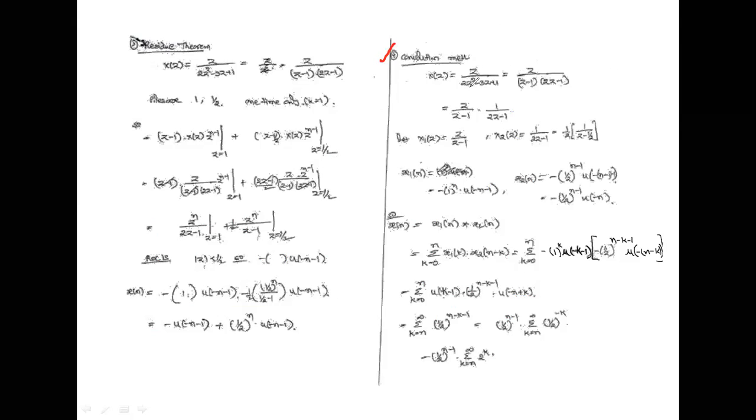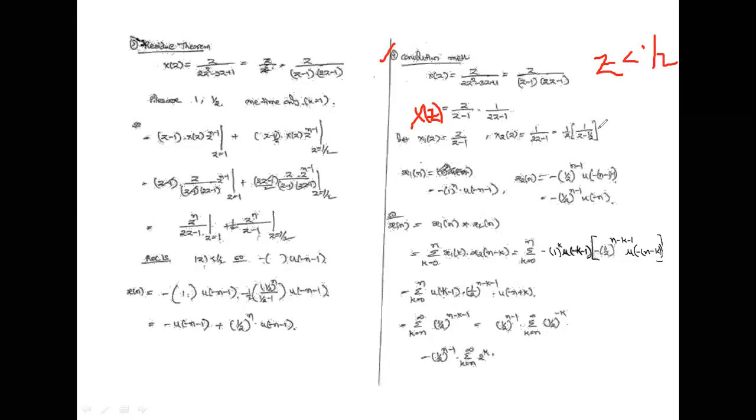Given function is z by 2z square minus 3z plus 1. So z by (z minus 1)(2z minus 1). Take the two functions: the first one, z by z minus 1, is X1 of z, and 1 by 2z minus 1, otherwise 1 by 2 into 1 by (z minus 1 by 2), as X2 of z. Apply the inverse z transformation because |z| is less than 1 by 2. You can write x1 of n as minus u of minus n minus 1, and x2 of n is minus (1 by 2) whole power n minus 1.